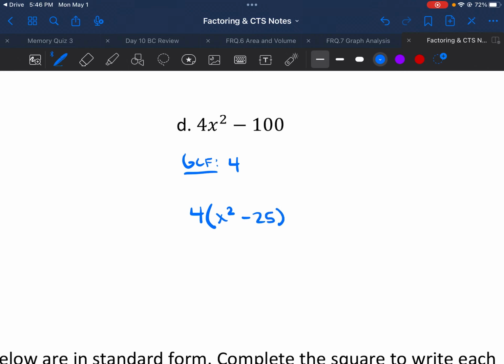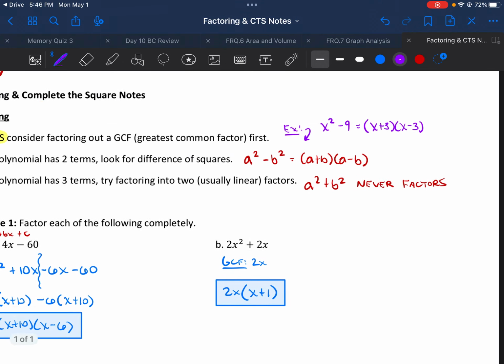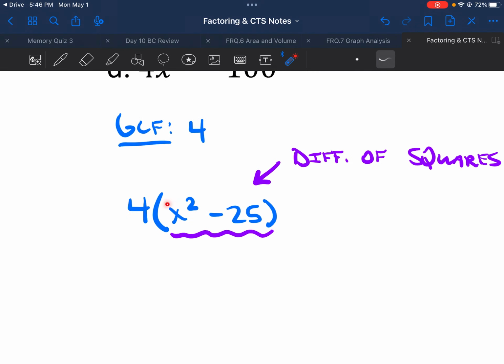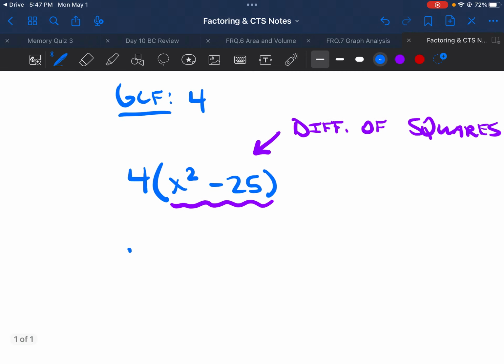All right. So is there anything that I can still do? Well, this x squared minus 25 is a difference of squares. All right, we just talked about this right up here. When your two terms are both perfect squares, you're subtracting them. Well, this is x squared, this is 5 squared. So this is going to be, keep the 4 on the outside, x plus 5 times x minus 5.